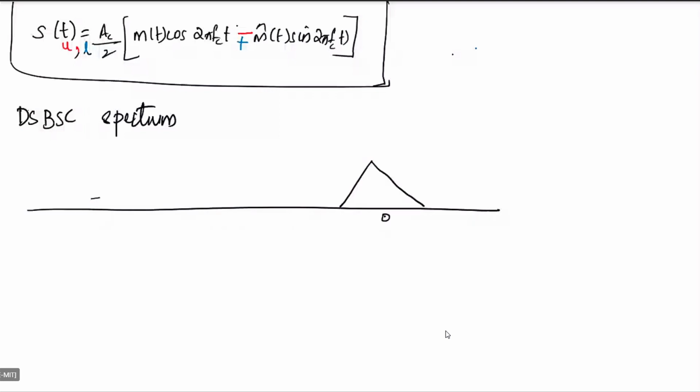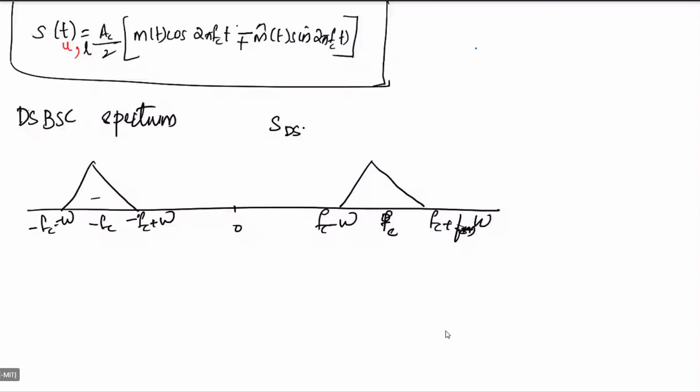It will look like this. This is Fc, Fc plus W, Fc minus W. This is 0. Minus Fc plus W and minus Fc minus W. So this is the DSBSC spectrum. Let us name it as S_DSBSC(f).